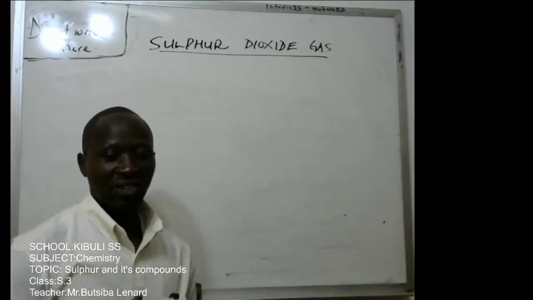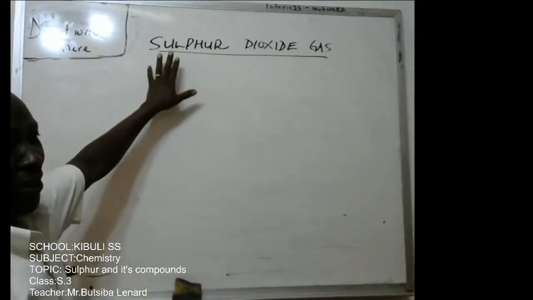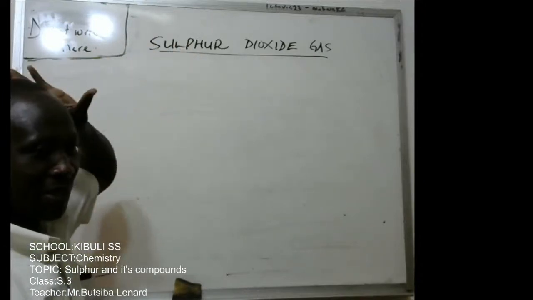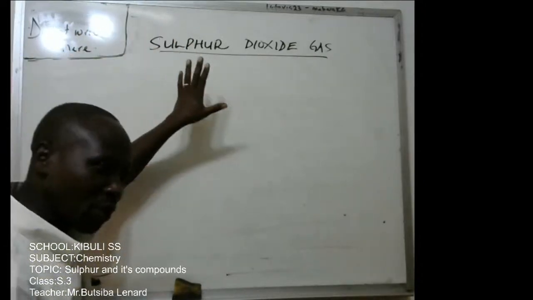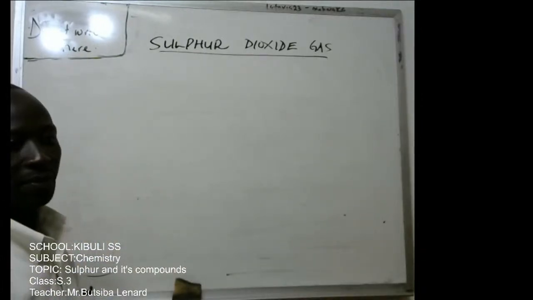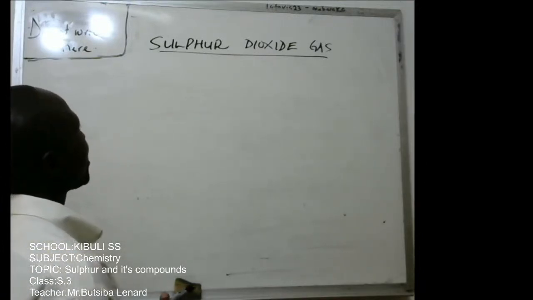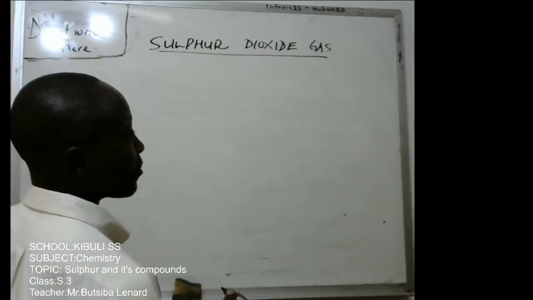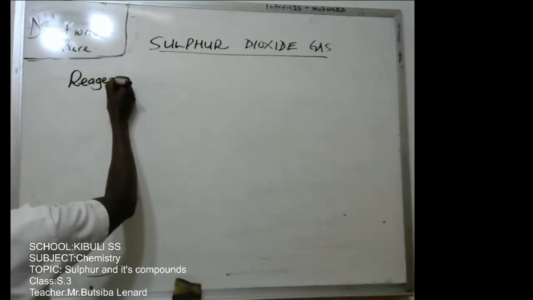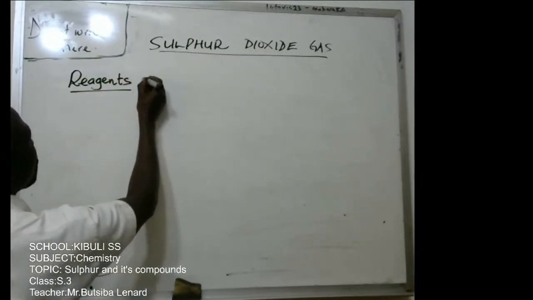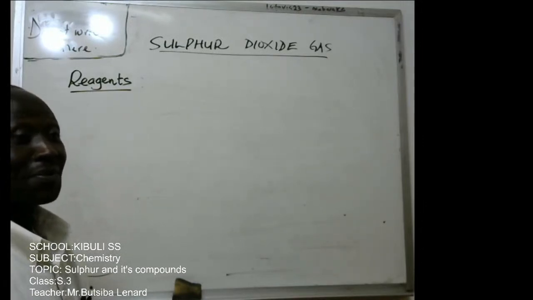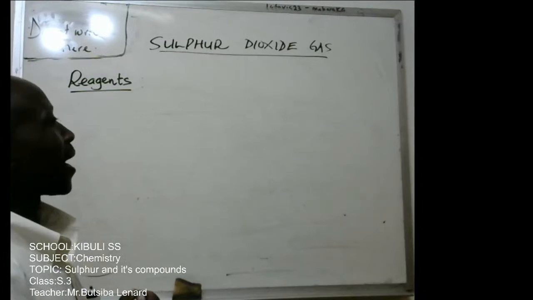I expect my students to name the reagents, state the conditions, physical properties, chemical properties, and uses of sulfur dioxide. This one, plenty is wanted. And we shall begin in our usual style of doing things. Number 1, let us identify the reagents or the chemicals from which we prepare sulfur dioxide. Concentrated sulfuric acid. You have gone a little bit ahead, but you are right.